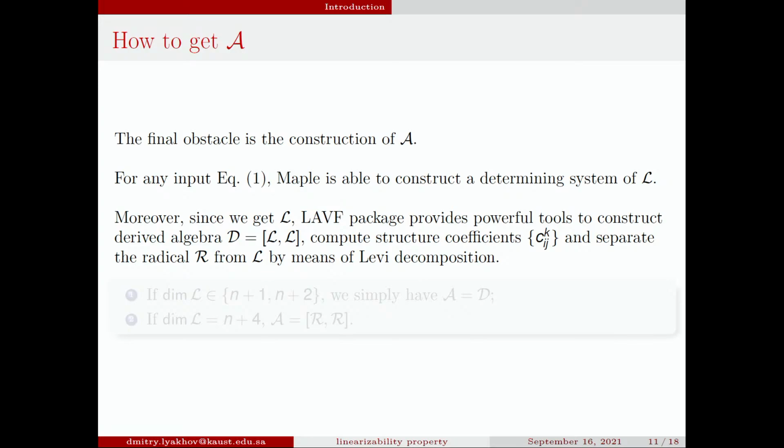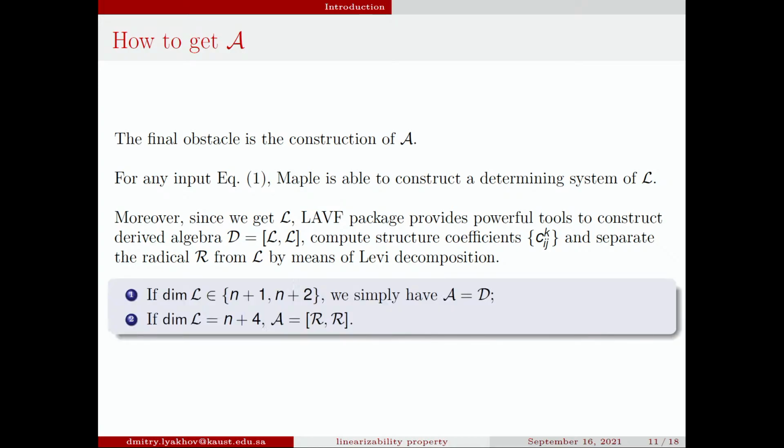So, which means we can get what we need from these already existing algorithms. Case by case: if the dimension of L is n+1 or n+2, we simply have this abelian subalgebra equal to the derived algebra. And in the other case, if the dimension of L equals n+4, this abelian subalgebra actually equals the derived algebra of the radical.